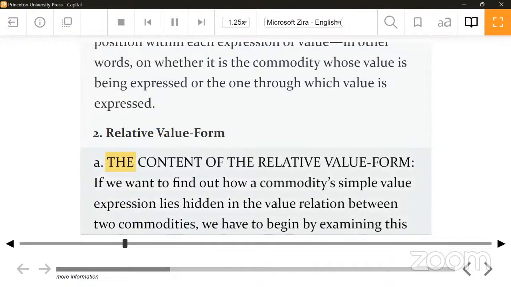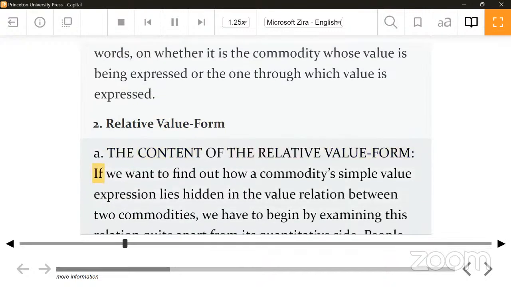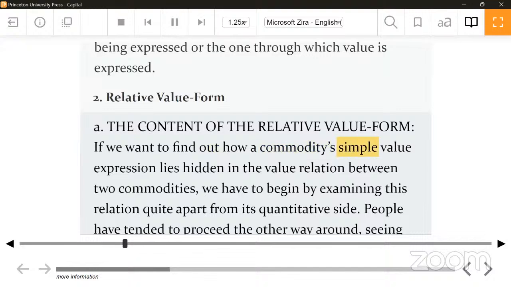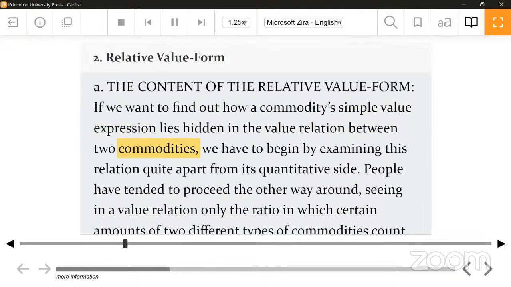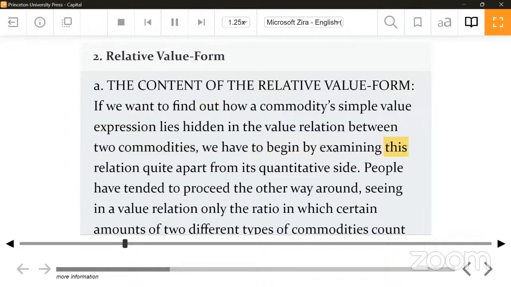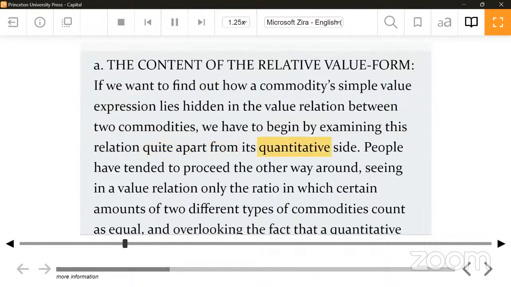2. Relative value form. A. The content of the relative value form. If we want to find out how a commodity's simple value expression lies hidden in the value relation between two commodities, we have to begin by examining this relation quite apart from its quantitative side.